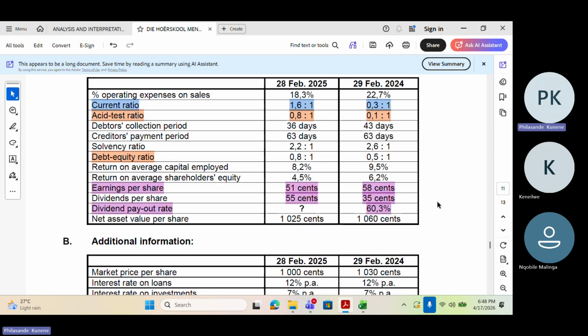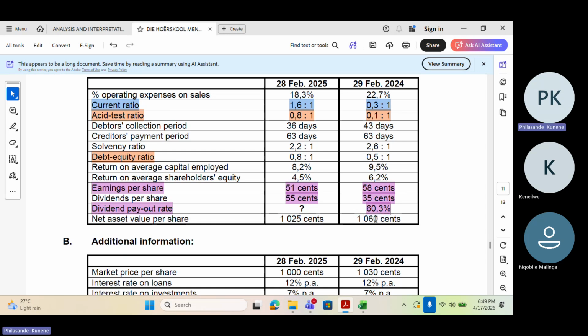Can you guys punch the calculator? 35 divided by 58 times 100. How much are you getting there? 63.64%. 63.64? Yeah, I'm getting 60.34. 35 over 58 times 100. Yeah, I'm getting 60.34 now.